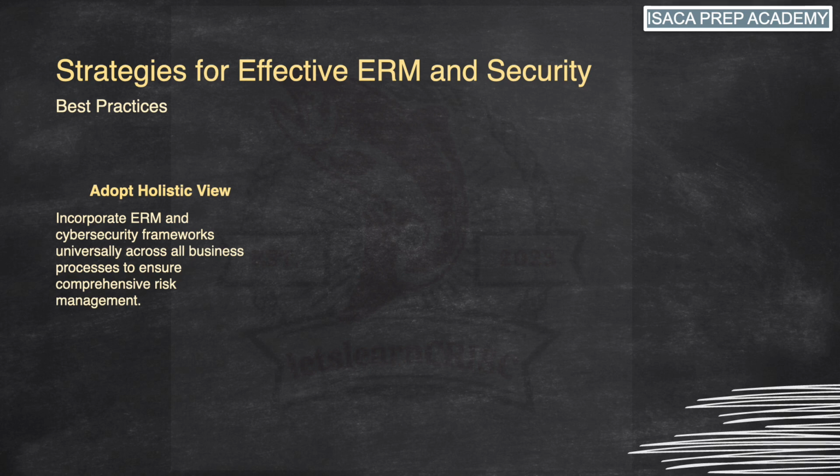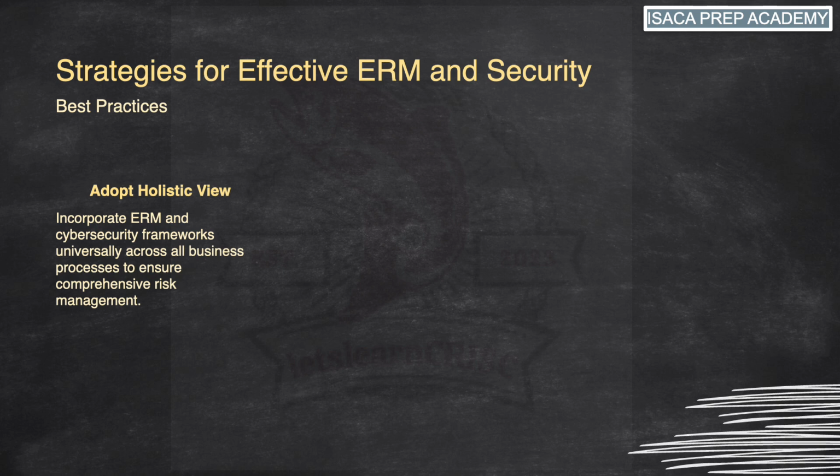Friends, enterprise risk management provides a broad and integrated approach to identifying, assessing and managing risks across all aspects of an organization. It considers risks related to strategic objectives, operations, financial performance, compliance and reputation. And by incorporating enterprise risk management into all business processes, organizations can ensure that risk management becomes embedded in their culture and decision making processes.